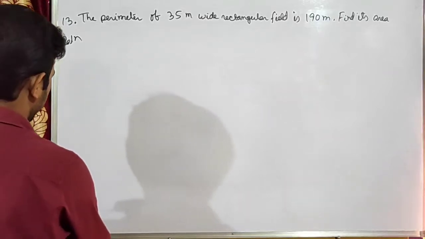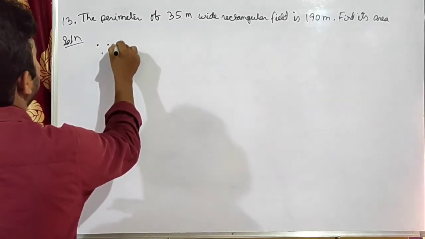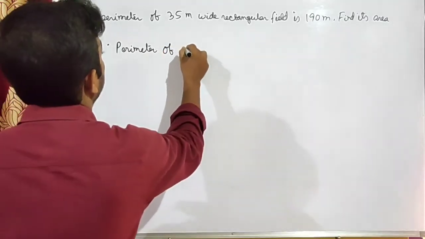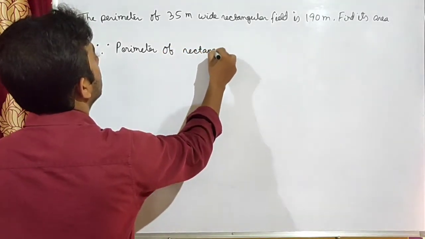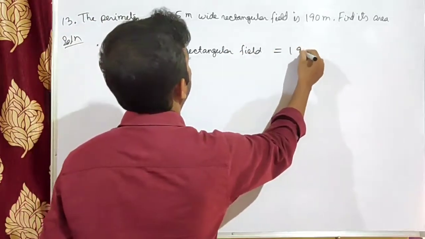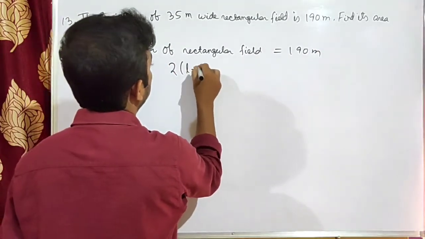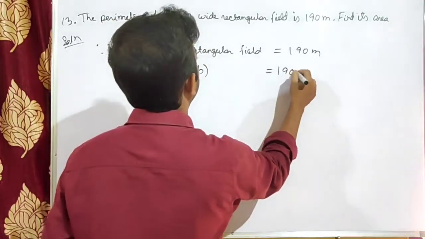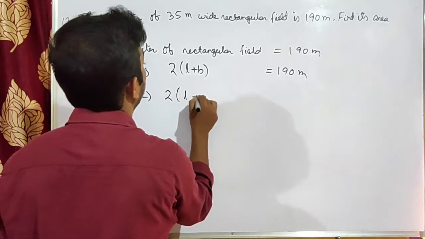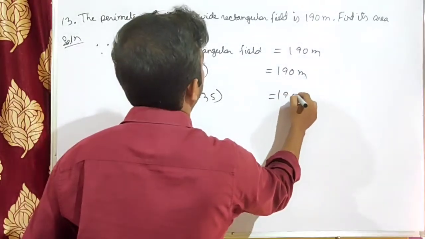Since the perimeter of the rectangular field equals 190 meter, isn't it? So the perimeter of a rectangle is 2 into length plus breadth, equals 190 meter. Width means breadth. So it will be 2 into length plus 35 equals 190 meter.